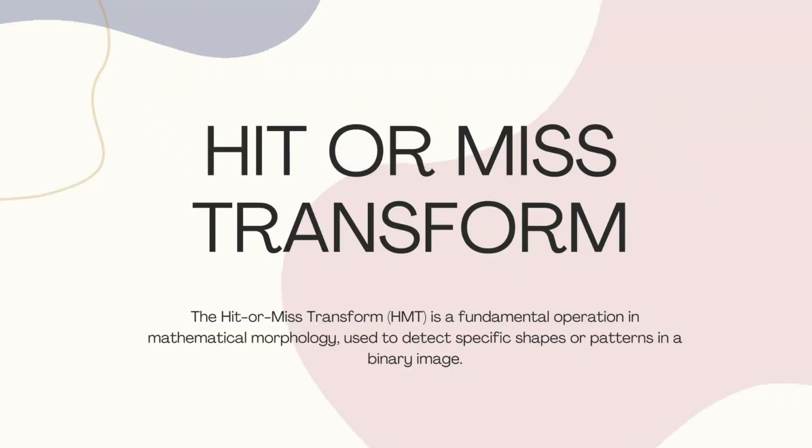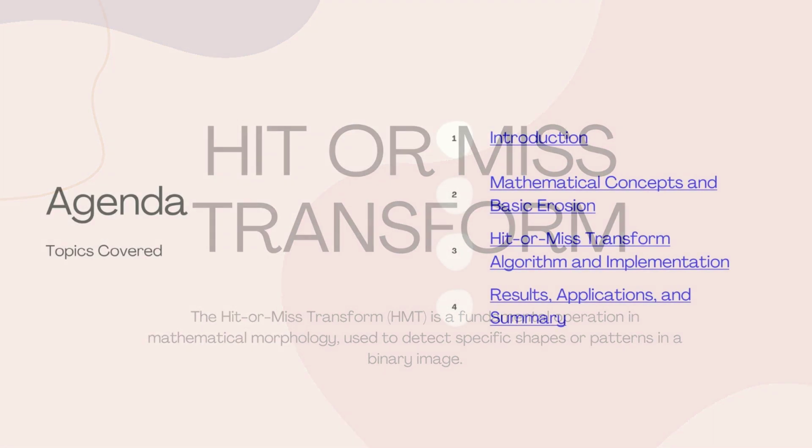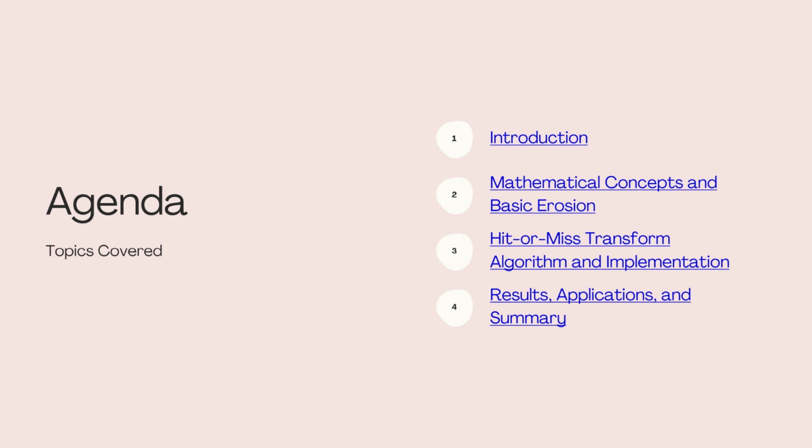Good morning everyone. Today, I'll be presenting on the hit or miss transform, a morphological operation used to detect specific shapes or patterns in binary images. It's particularly useful for identifying precise structures like T, L, or cross shapes, making it a powerful tool in image analysis and pattern recognition. First, we'll start with an introduction to understand what the hit or miss transform is.